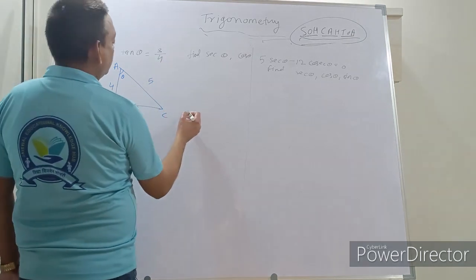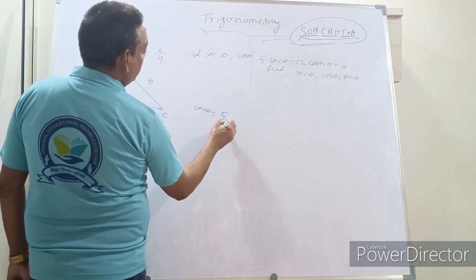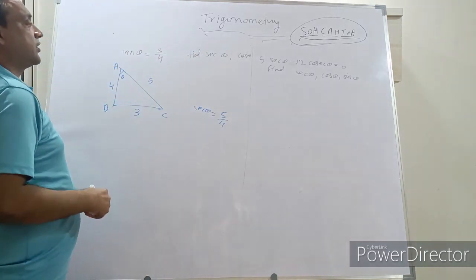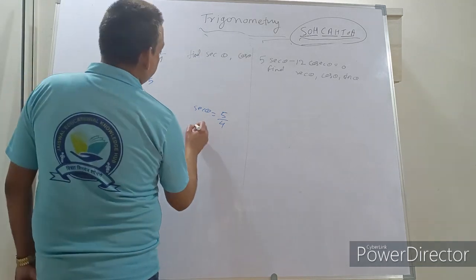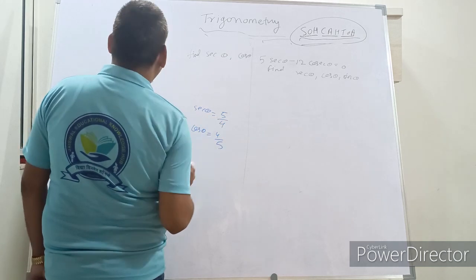So sec theta is equal to 5 upon 4, and cos theta, since the reciprocal of sec is cos, is equal to 4 upon 5. Okay, this is one method.